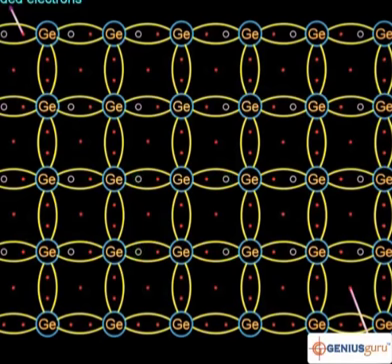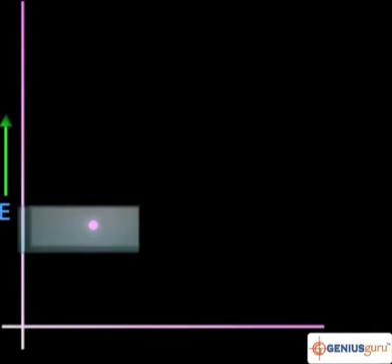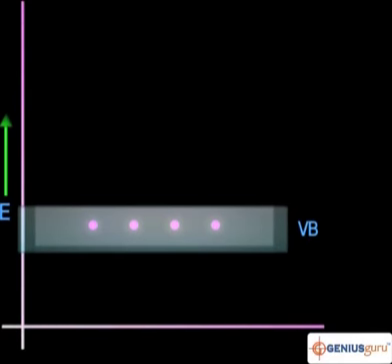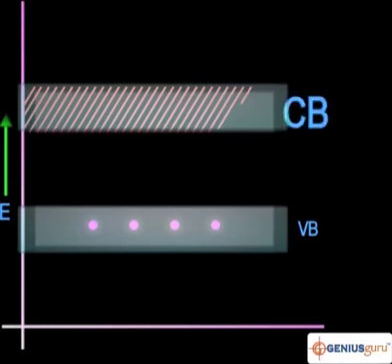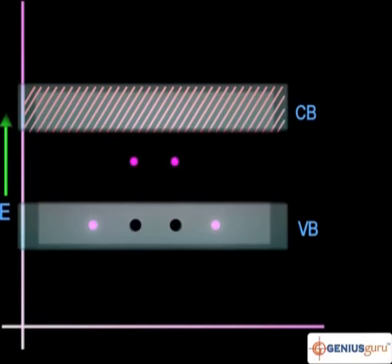A hole is considered to be a particle which represents the absence of an electron. That means when an electron jumps from the valence band to the conduction band, at that position a hole is formed, as you are seeing in the figure. That hole is nothing but a vacant space which has a positive charge equivalent to that of an electron.